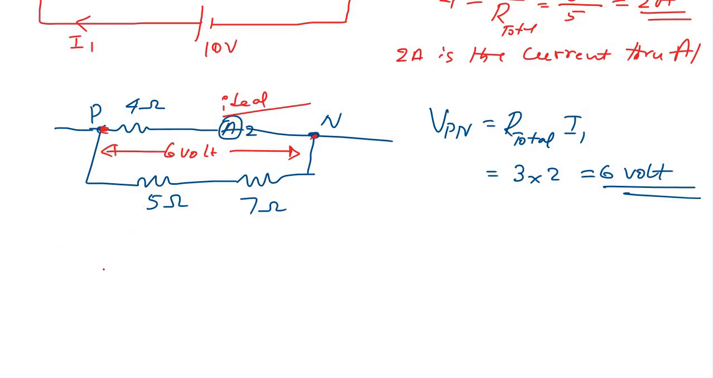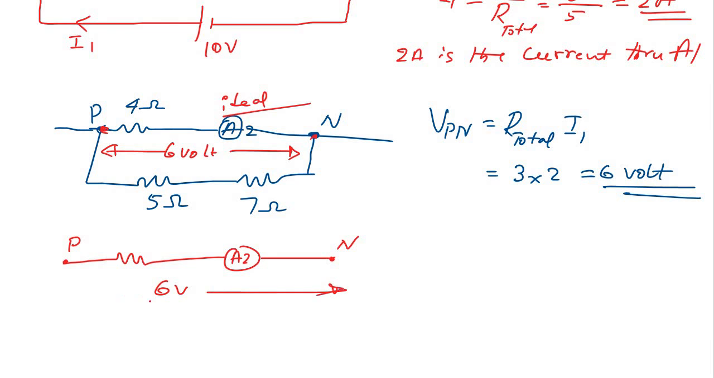So what we are having now is only one branch, the upper branch, along with the meter A2. Here is our P and this is our N. We are having 6 volt potential difference from this point to this point, and the resistance is only 4 ohm. Finally, we have to calculate the current. Let us say I2 is the current flowing through the ammeter A2.